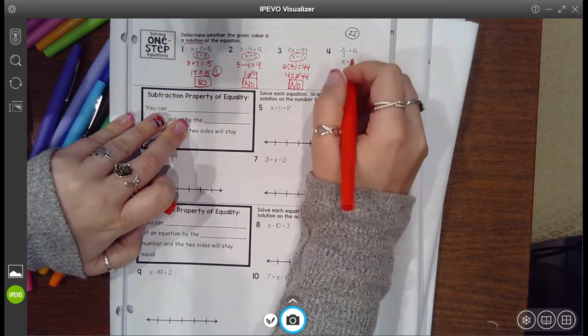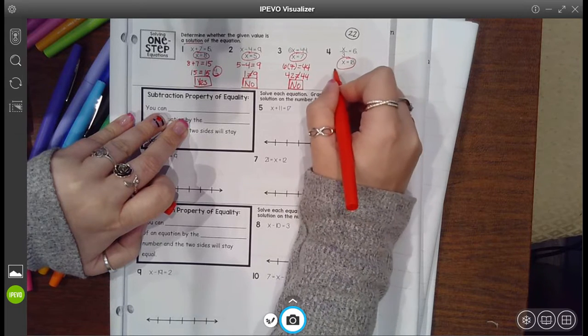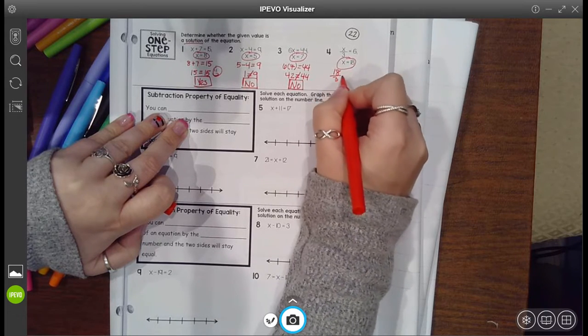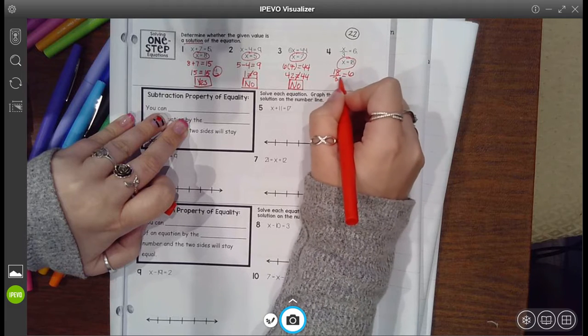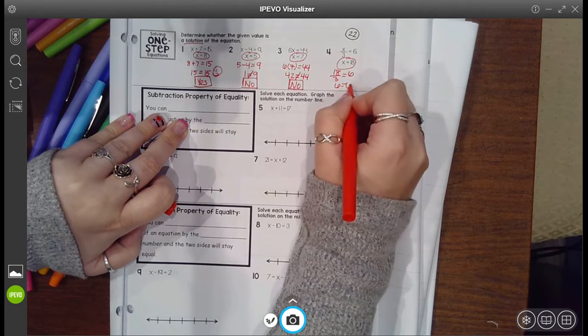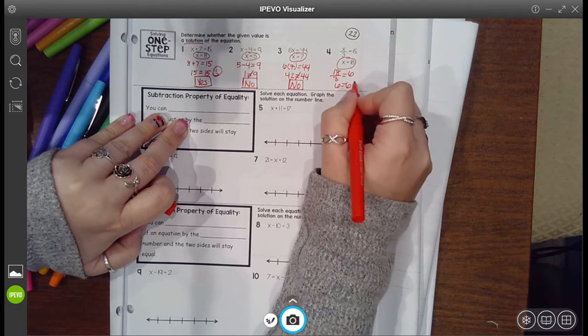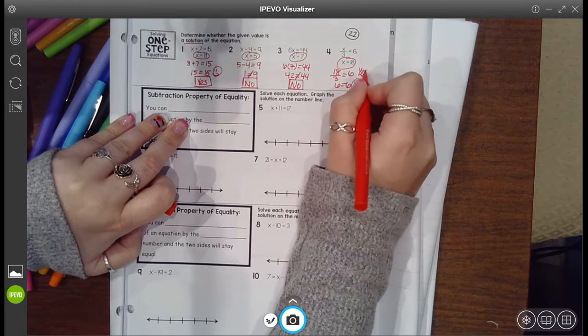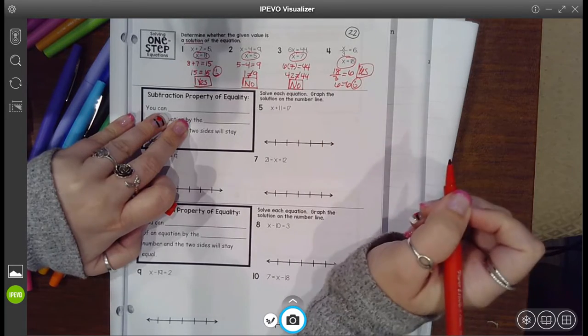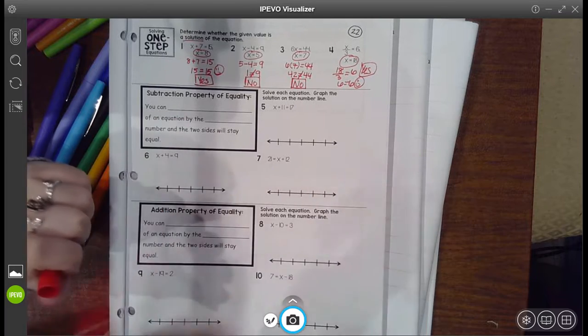Okay, here, you're going to replace x with 18: 18 divided by 3 equals 6. 18 divided by 3 is 6. And that is a true statement. So then, yes, 18 was indeed the correct answer. All right.